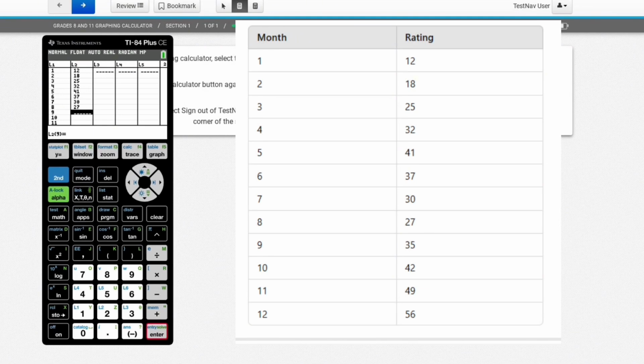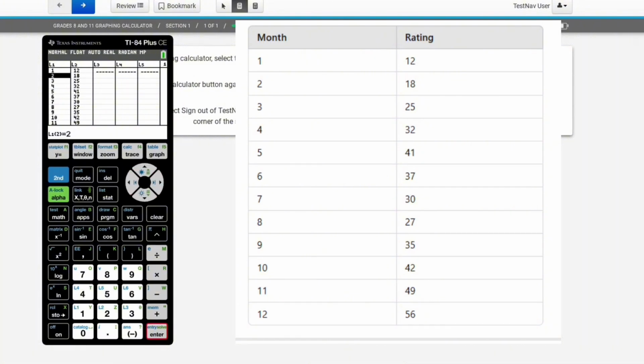I can't multitask. What do we have? 35, 42, 49, 56. All right. Now again, my job is to use this information to see if it's linear, quadratic, or cubic.